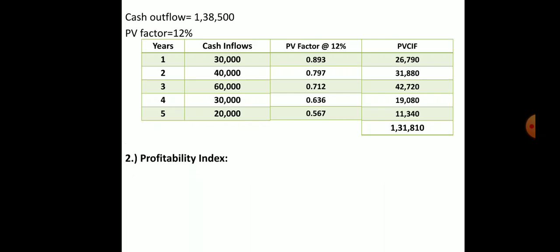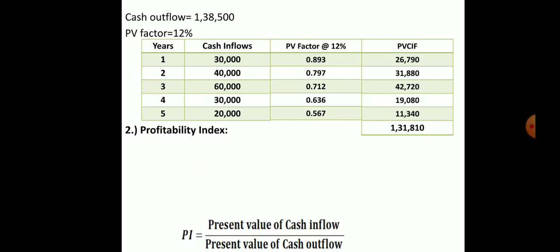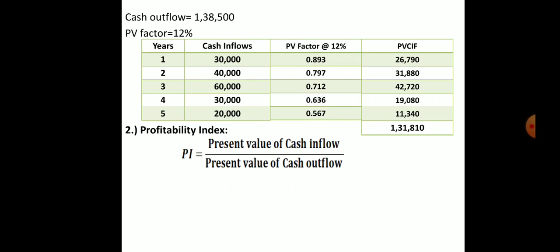Next we will calculate the profitability index. The formula is present value of cash inflow divided by present value of cash outflow. Your present value of cash inflow is 1,31,810, and the cash outflow is 1,38,500. If you divide that, you will get 0.9519. So its profitability index is 0.9516.